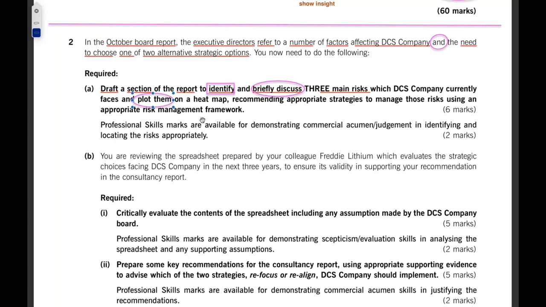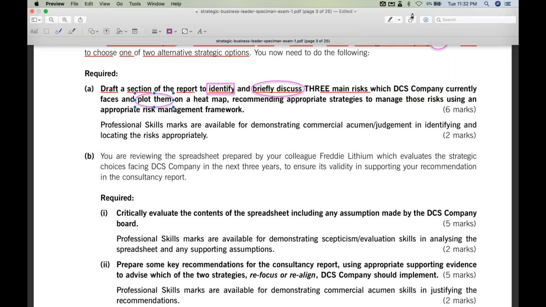All right? How many tasks do you have? This is the action, right? This is a task. You're supposed to be drafting a section of a report, and then you are supposed to be plotting. What is it that you must have inside the report? Identify and briefly discuss the risks. The next thing that you need to do is to plot them on a heat map.